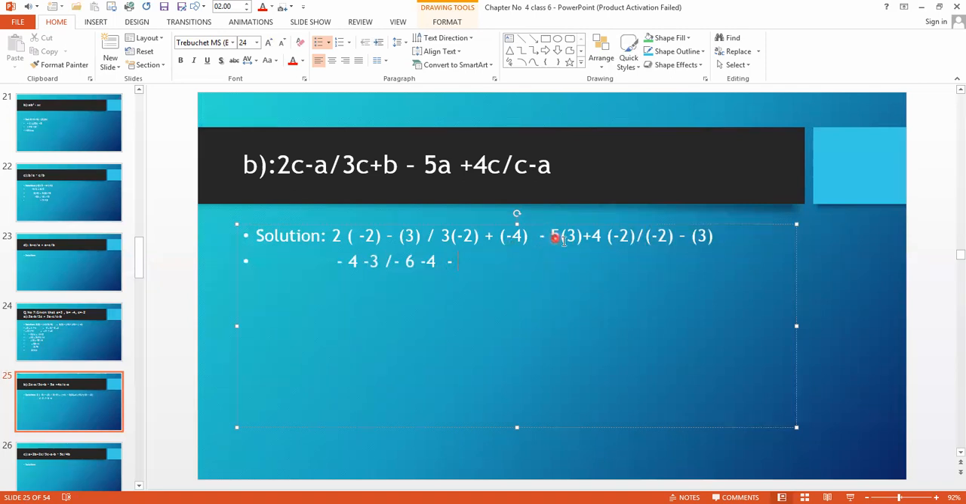First you have to solve this 5, 3 times 15. And next one is plus.